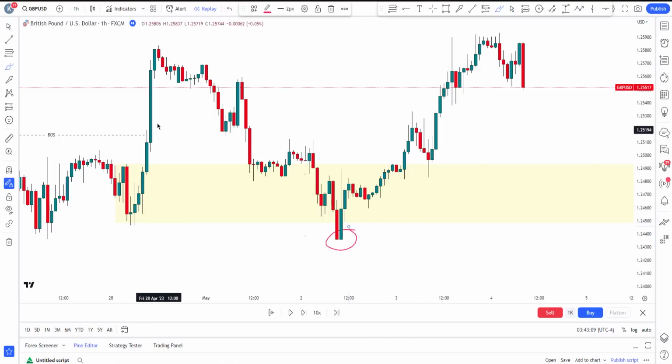But the advantage we have right here is that we're in the lower time frame. We are watching it happen. For those people that decided to enter from the higher time frame, they got stopped out. And we have this pattern formation.